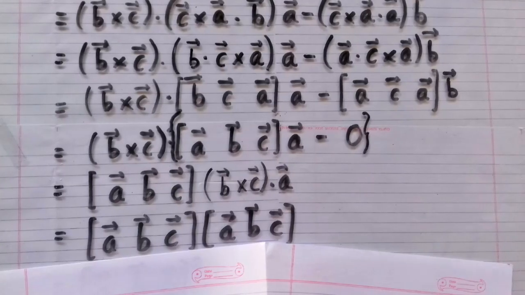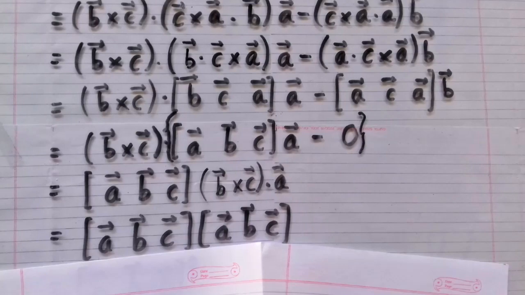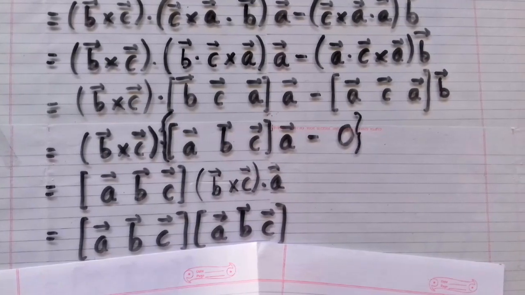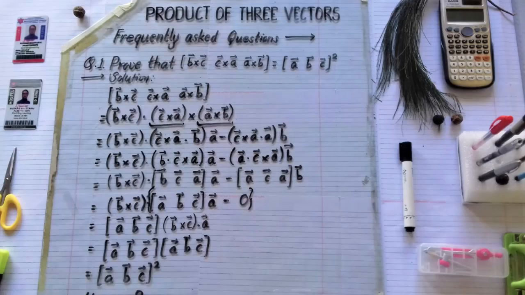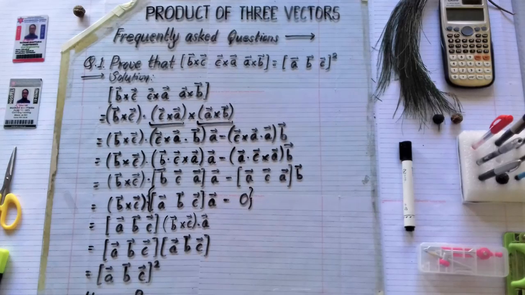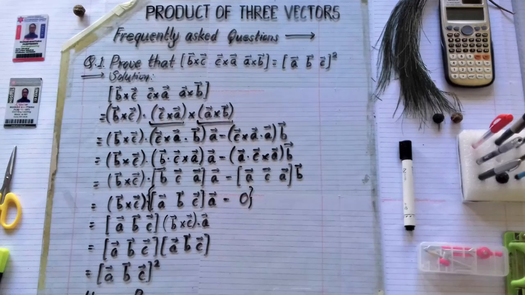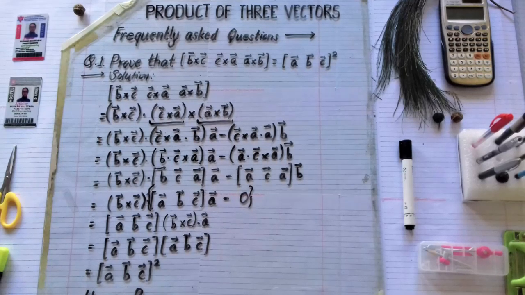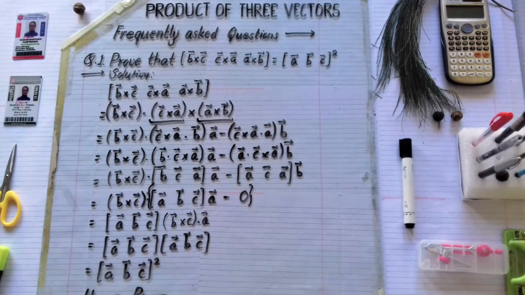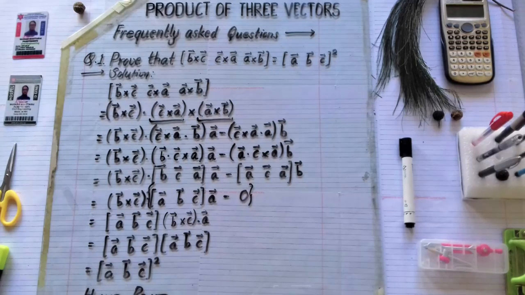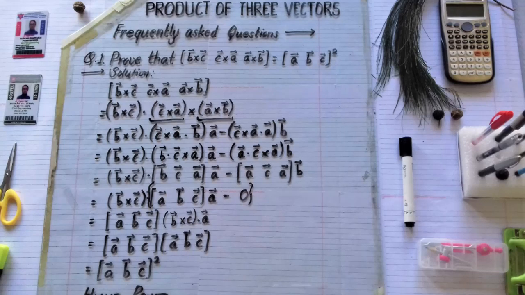And finally, we obtain the whole square of the scalar triple product of vector A, vector B and vector C, which is as required. So let me again tell you how we solve this. First of all, we open the given expression in the usual form of scalar triple multiplication. Then we use the property of vector triple product.